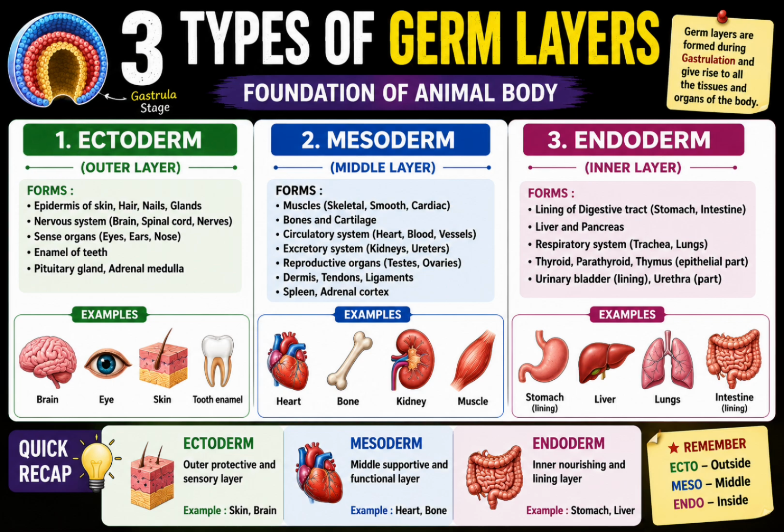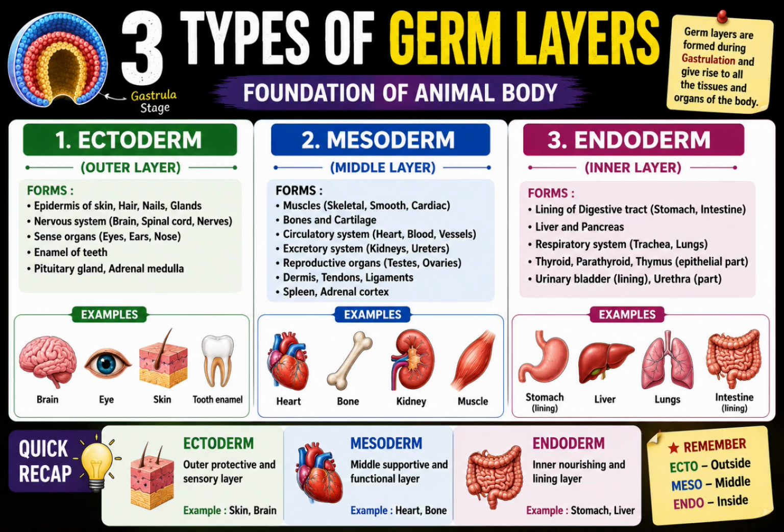Then the middle germ layer is the mesoderm. It gives rise to the skeletal system like bones, cartilage, muscular systems like skeletal muscles, smooth muscles, cardiac muscles, then the circulatory system like heart, blood, lymphatic vessels and excretory systems like kidneys, ureters, and the reproductive system like testes, ovaries and connective tissues, and tissues like tendons, ligaments and others like spleen and adrenal cortex, etc.